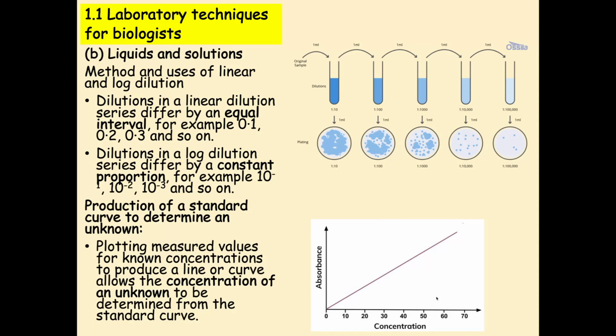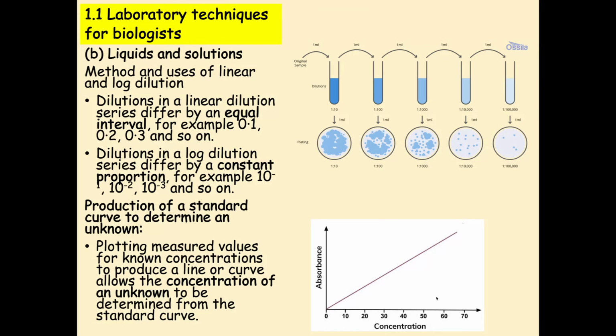We also need to know how to produce a standard curve to help us determine an unknown. Some of you might be doing this for your project, or you might be doing an experiment in class relating to this. Basically what it involves is plotting measured values for known concentrations to produce a line or a curve which allows the concentration of an unknown to be determined from the standard curve.